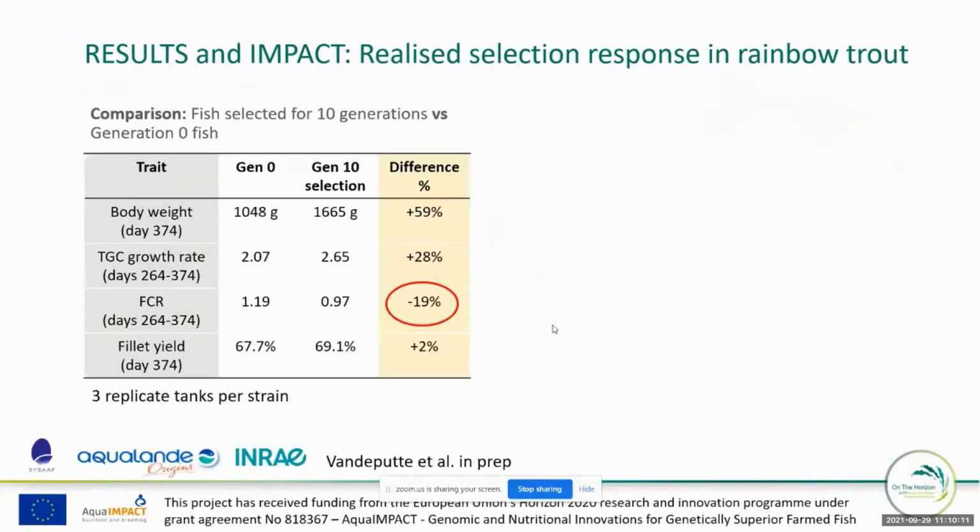This slide is by our French partners, and they have compared two groups of rainbow trout. One group is selected for 10 generations in the breeding program, and the other group is the generation 0 fish. They have grown the fish in a common garden experiment. What we see is that now the FCR has improved by 19%, which is a value very similar to the Finnish data. And we also see that the fillet percentage here is improved by 2%.